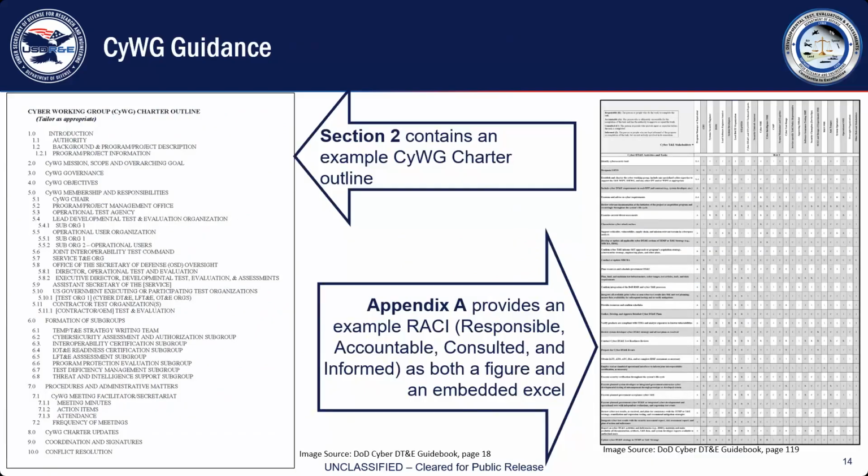And in Appendix A, again, we have an example of a responsible, accountable, consulted, and informed, or RACI, chart. And we also have a downloadable version of that in Excel, so that people can start to help their cyber working group members understand their roles. The charting, I mean, that's really an important thing: how do I support, what's my job? What do I do, right? And so that's what these tools are intended to help with.